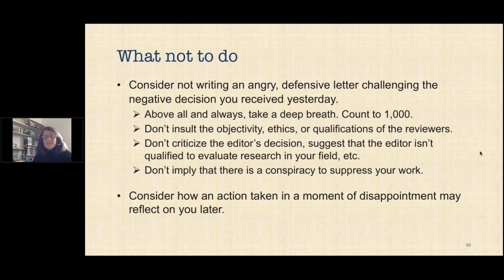So some advice about what not to do when you get the reviews. It's really not a good idea to write an angry defensive letter challenging the negative decision you received yesterday. It's not a bad idea to just take a deep breath, let a few days go by. Don't respond immediately. Please don't insult the objectivity, ethics, or qualifications of the reviewers. Don't criticize the editor's decision and suggest that the editor isn't qualified to evaluate research in your field, etc. Don't imply that there is a conspiracy to suppress your work. Believe me, we receive all of these kinds of things. And it doesn't make the best impression.